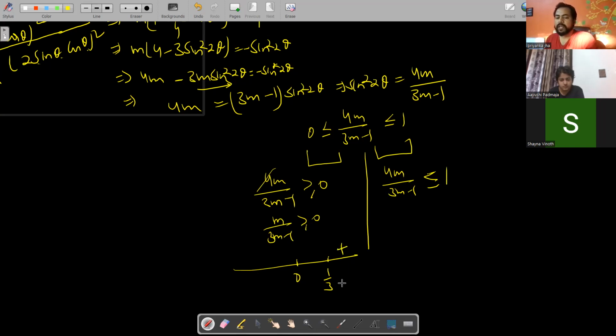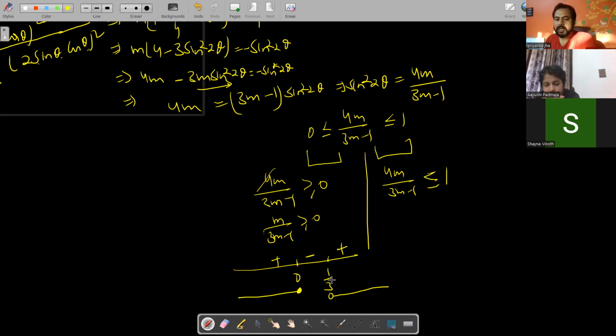So if you take any value of m that is greater than 1 by 3, this expression will always come out to be positive. And then alternate: plus, minus, plus, minus. And this has to be positive. So m has to lie less than 0 or more than 1 by 3. See, I have taken here a dark circle, and here a hollow circle. Hollow circle means excluding 1 by 3. Dark circle means including 0.